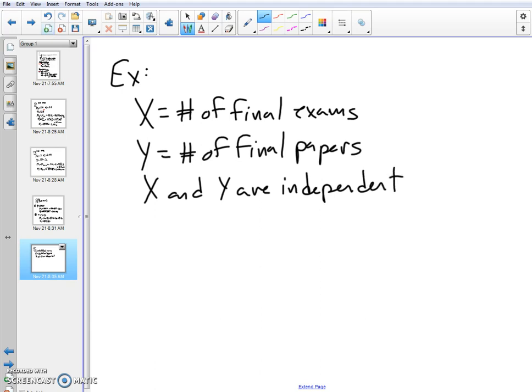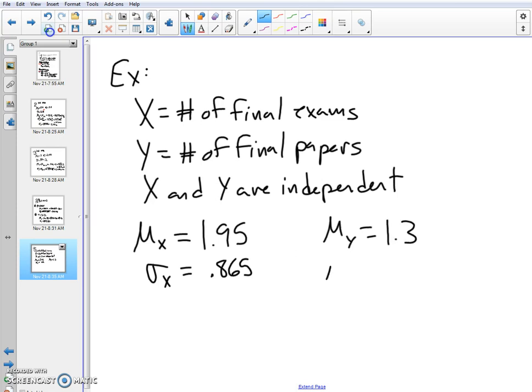Okay, we're also given then that the mean of X, so the mean number of final exams for students is 1.95. And the standard deviation for the number of final exams is 0.865. We're also given the mean for final number of papers is 1.3. And that the standard deviation for final number of papers is 0.843.